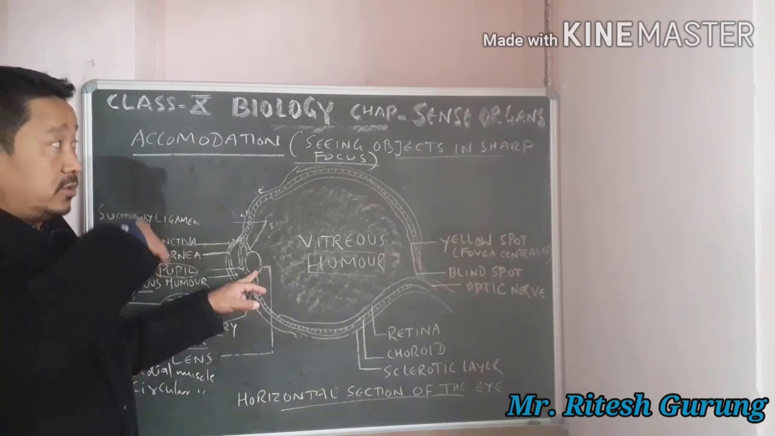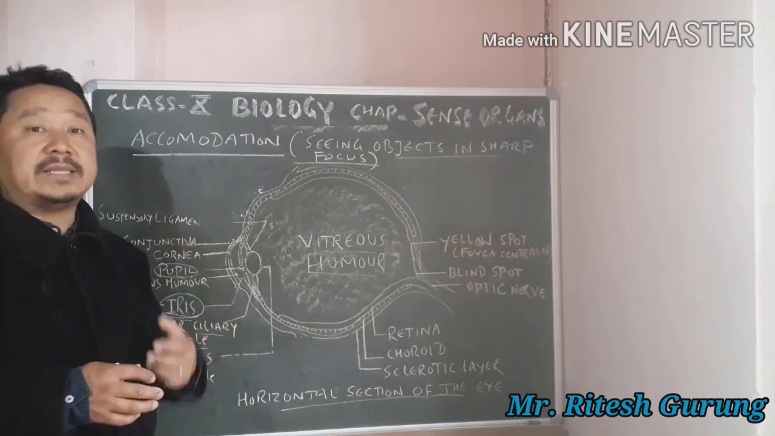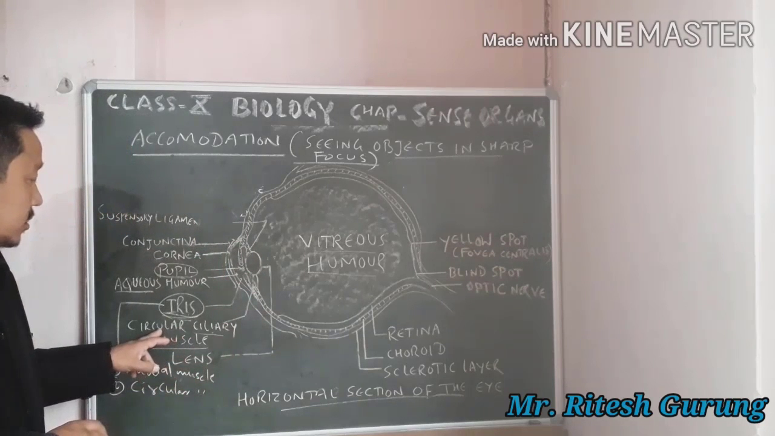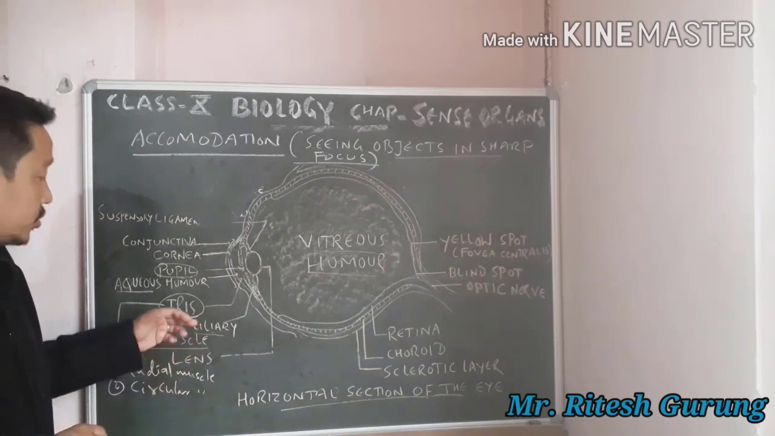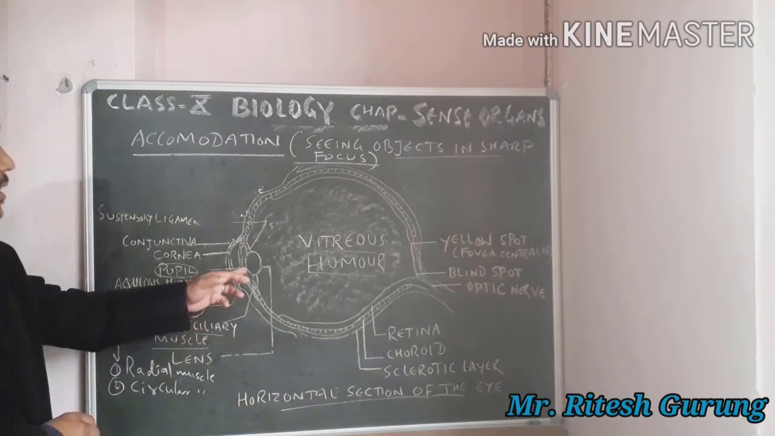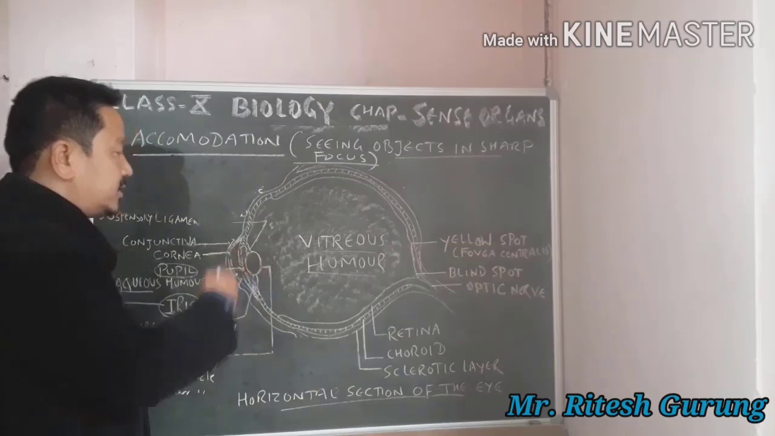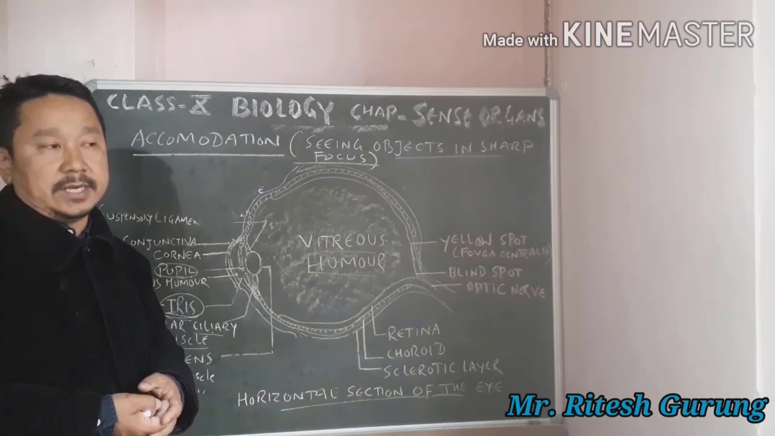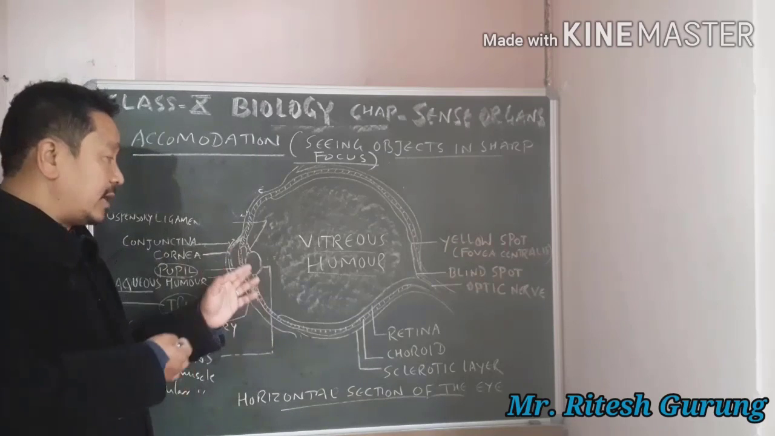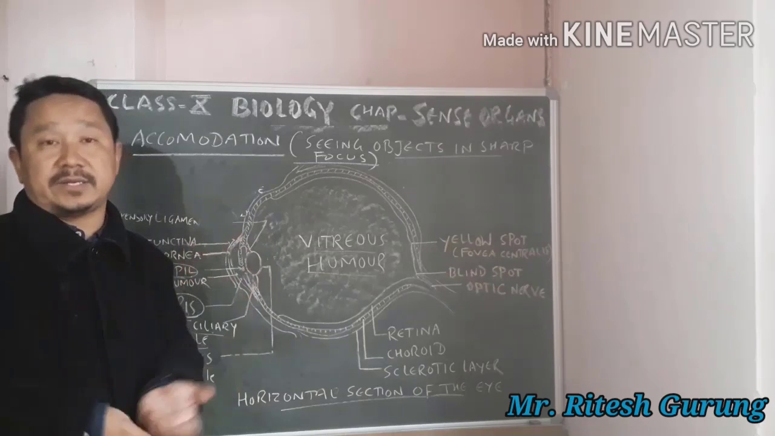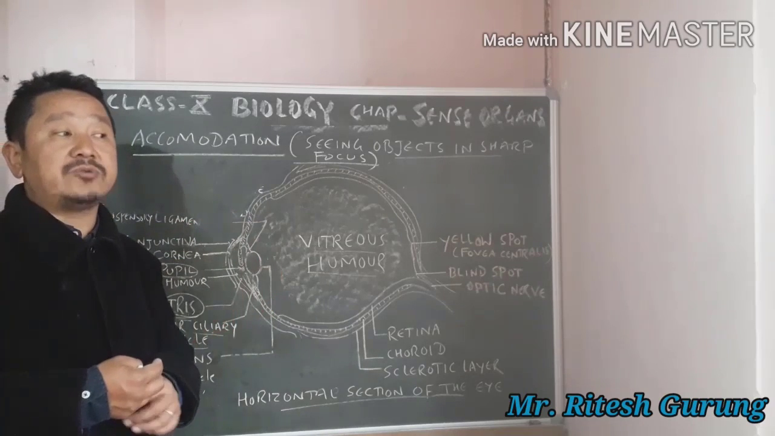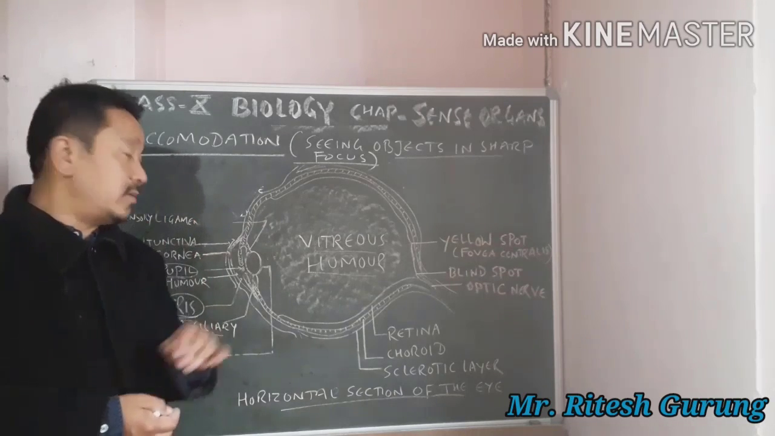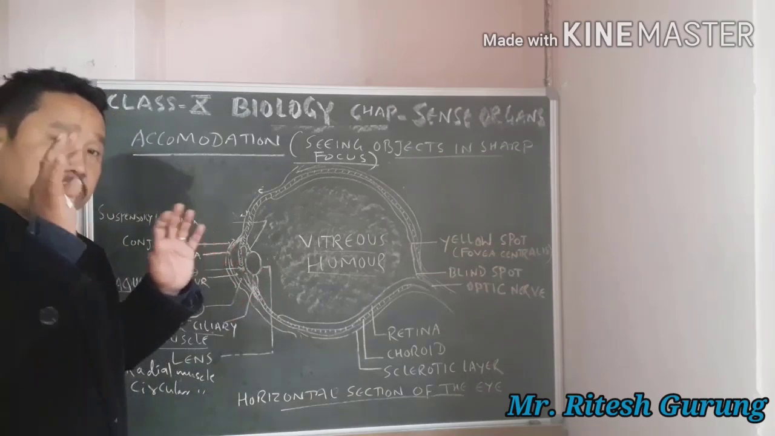This accommodation is mainly brought about by the change in the shape of this lens, which is in fact controlled by the circular ciliary muscle there. This circular ciliary muscle makes the lens change its shape as per the need. So sometimes it becomes thinner, sometimes it becomes fatter, as per the distance of the objects that we are looking at.